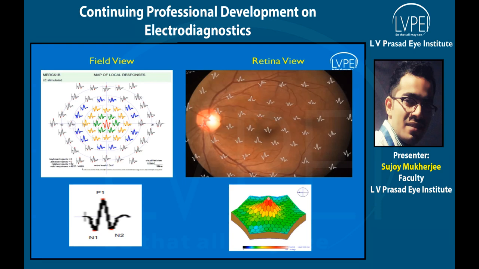What happens basically is that the shape of the waveform has to be kept in mind. It is biphasic, consisting of N1, P1 and N2. In the field view, the waveform is completely upside down compared to when we analyze it vertically. In the opposite manner, what we see is the mapping of the multifocal electroretinogram over the fundus image, superimposed over the retinal surface. And this 3D plot shows the overall signal strength per unit area of retina.